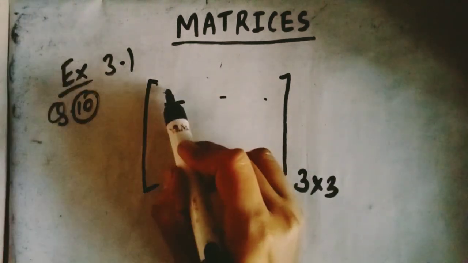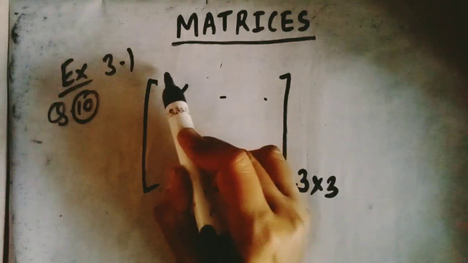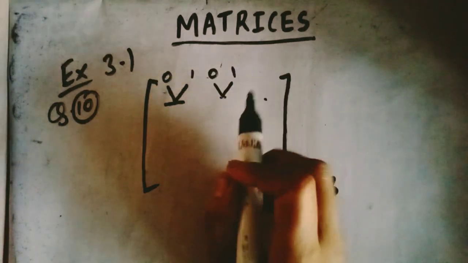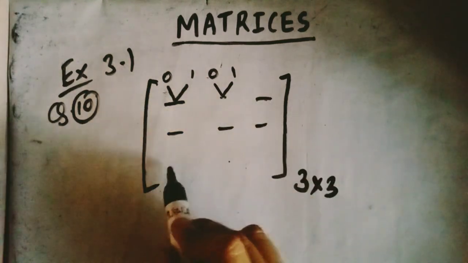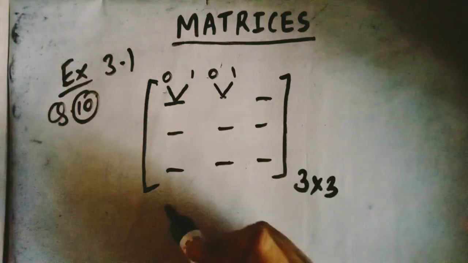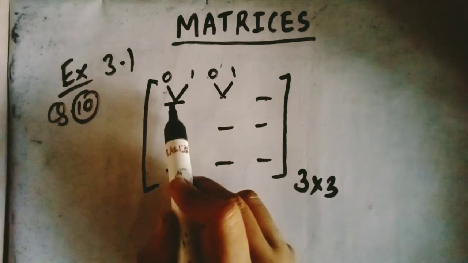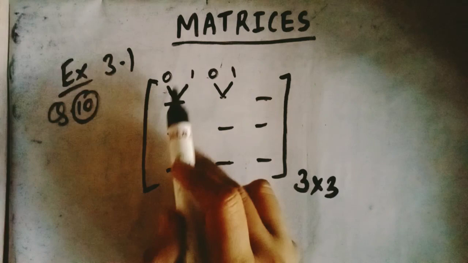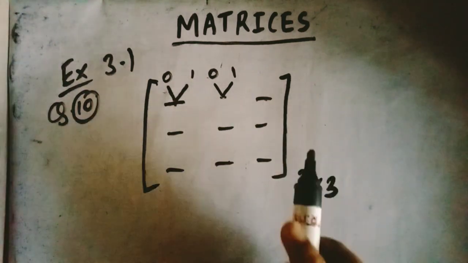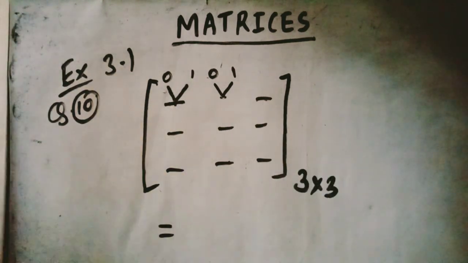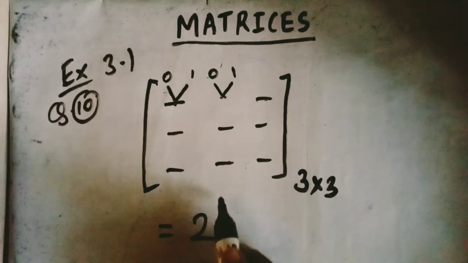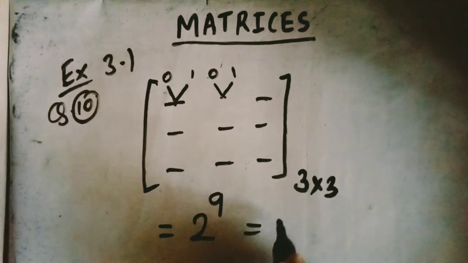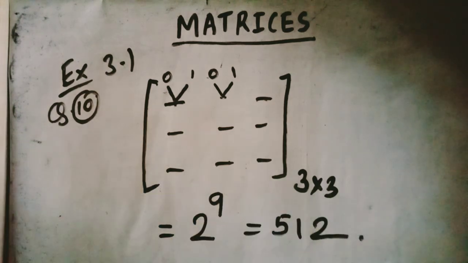So place 1 can be filled in two ways, 0 or 1. Place 2 can also be filled in two ways, 0 or 1. Like this we have a total of 9 places, and each position can be filled in two ways. So the total number of possible matrices is 2 raised to 9, which is 512.